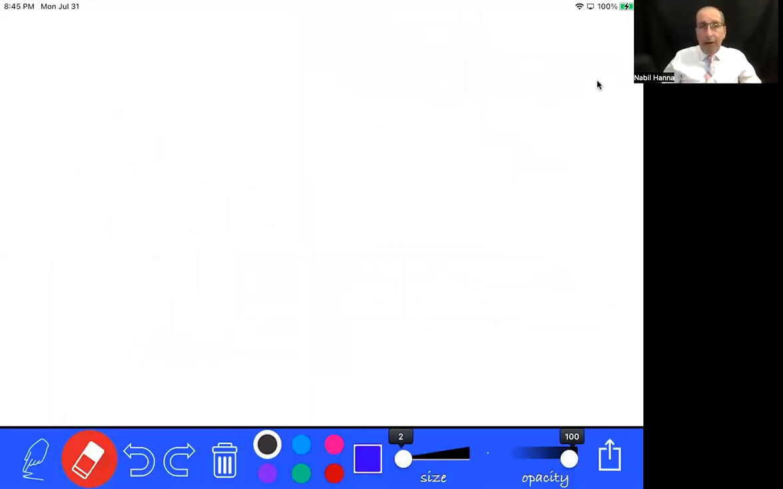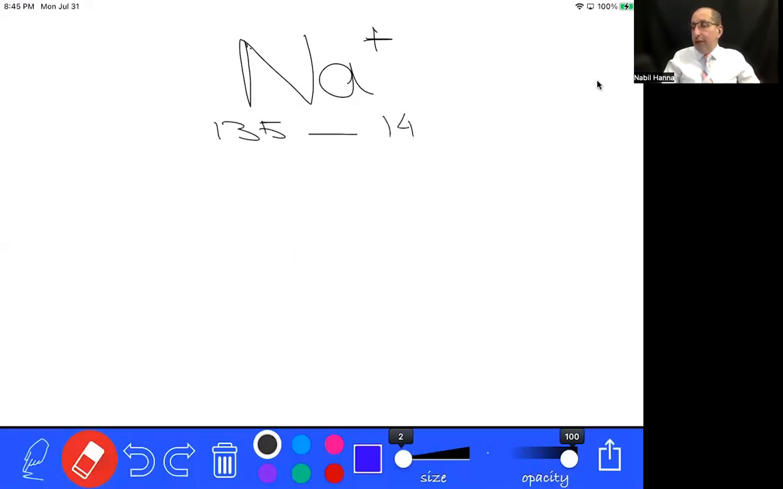Now let me talk about sodium. Sodium is the major solute of the extracellular fluid. Sodium is responsible for the tonicity of the extracellular fluid, as we explained before in the equation. The normal level of sodium is 135 to 145. Let's keep it simple. Let's agree on 140 as your normal sodium. 140 milliequivalent per deciliter.